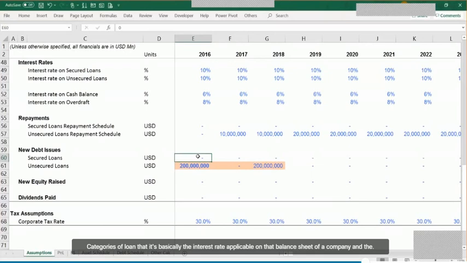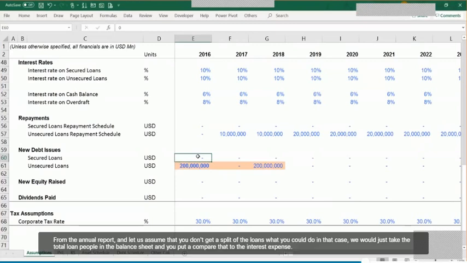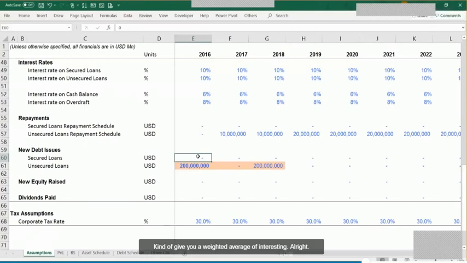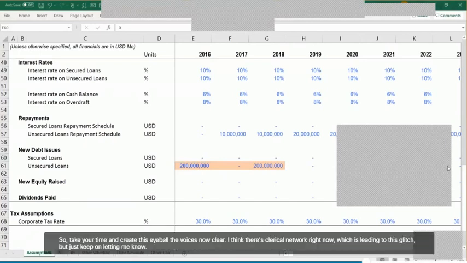Say you have the balance sheet and the P&L of a company from the annual report, and let us assume that you don't get a split of the loans. What you could do in that case is take the total loan which is visible in the balance sheet and compare that to the interest expense being shown in the P&L. That will give you a weighted average of interest rate. All right, so take your time and create this.